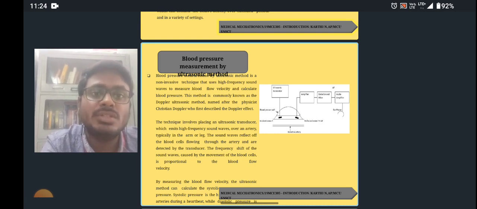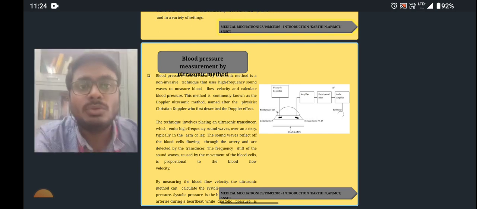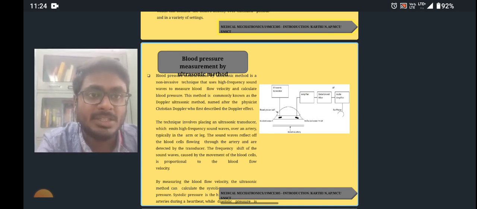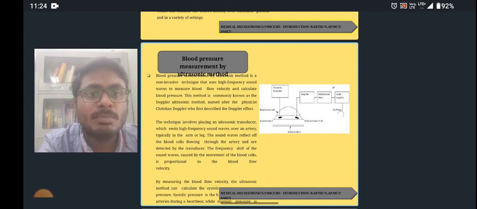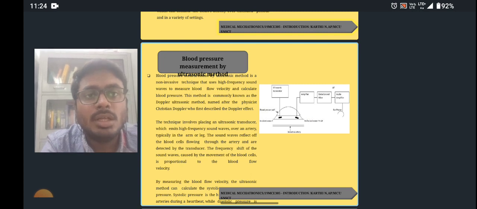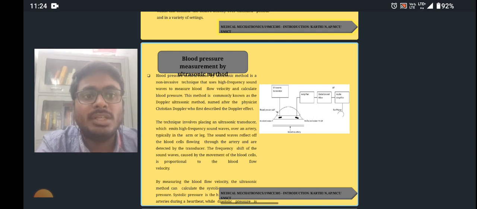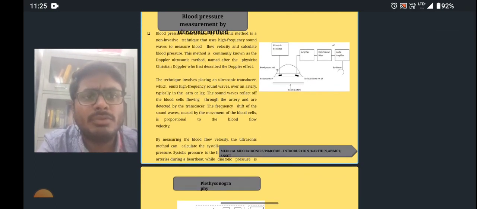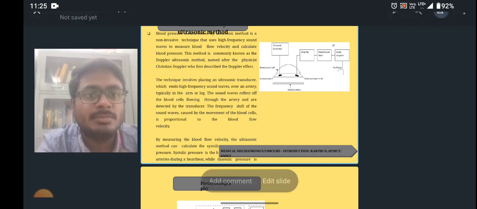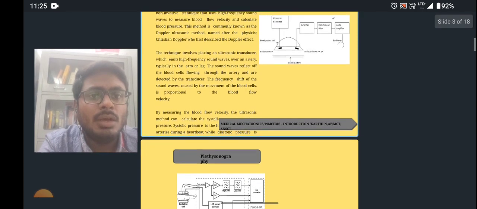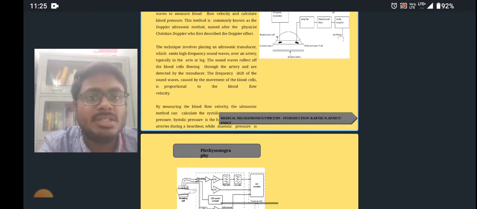transducer. What is a transducer? A transducer is nothing but a type of sensor which is able to convert one form of energy into another form of energy. The frequency shift of the sound waves caused by the movement of the blood cells is proportional to the blood flow velocity. The frequency developed by the transducer must be proportional to the blood flow velocity. What we are giving to the patient must match the blood flow. That should be measured. By measuring the blood flow velocity, the ultrasonic method can calculate the systolic blood pressure. Systolic blood pressure plays a vital role while the systolic pressure is in normal condition.